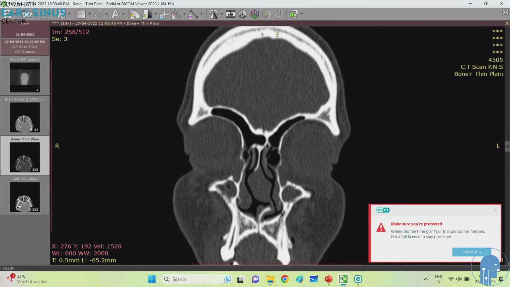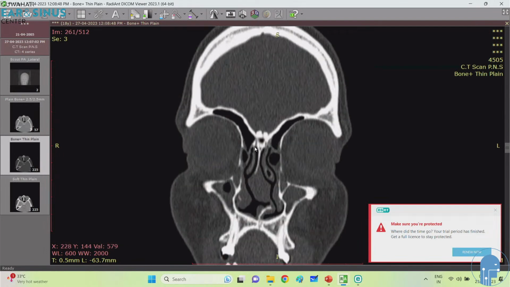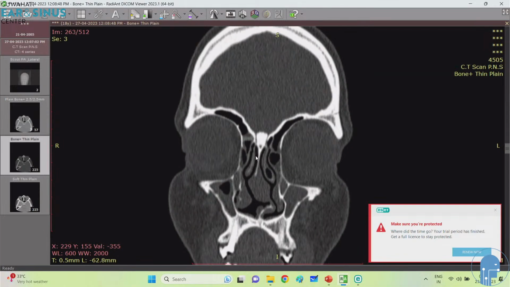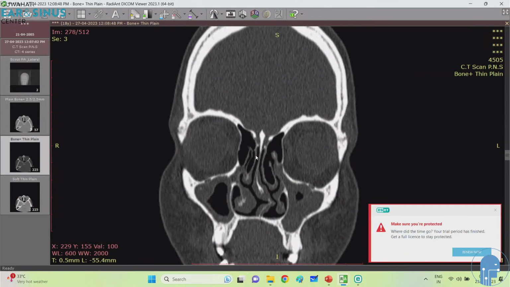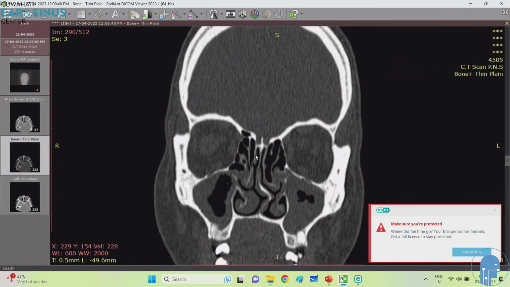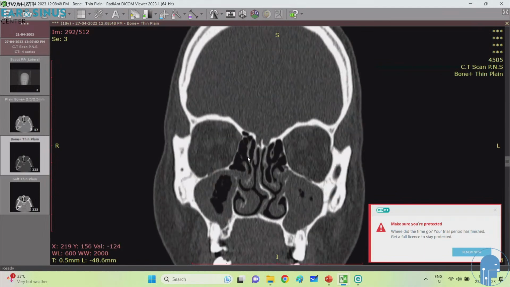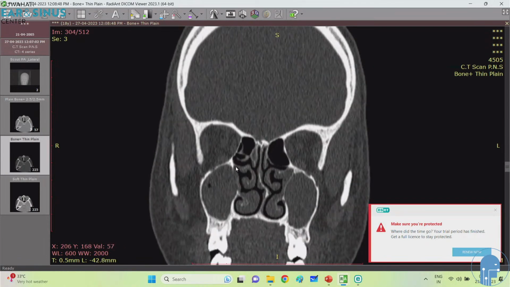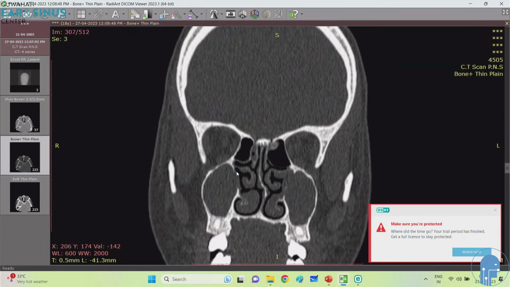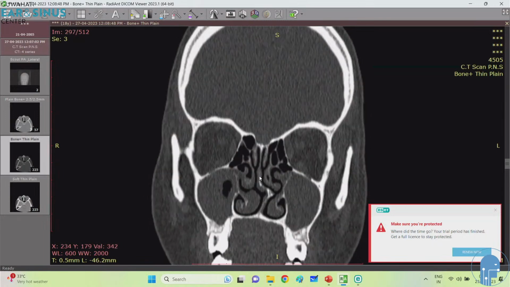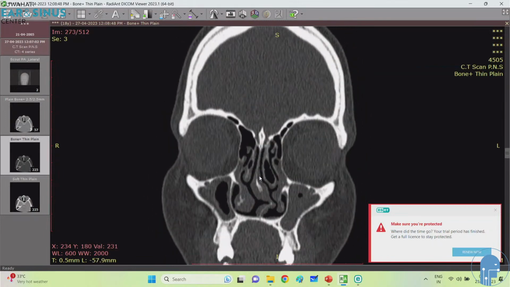Now I'll come to the middle turbinate attachment. The middle turbinate has 3 parts. The first part is attached to the skull base, you can see here. The second part turns laterally and attaches to the lamina papyracea, which is also known as the ground lamella. And the third part is attached to the perpendicular plate of the palatine bone here.